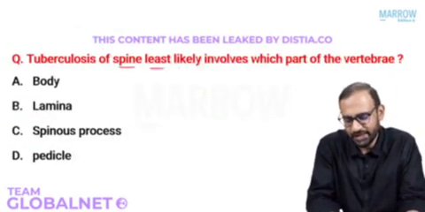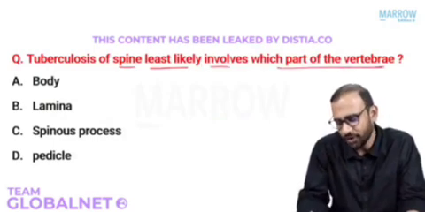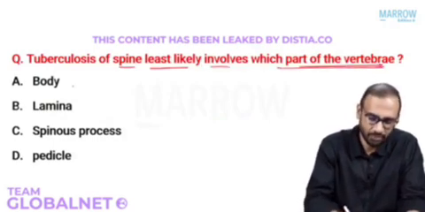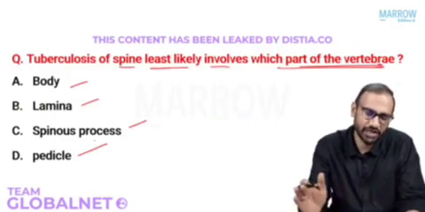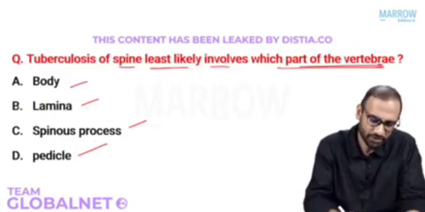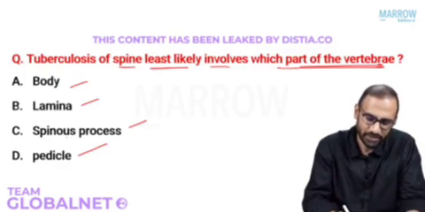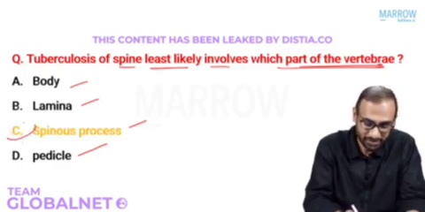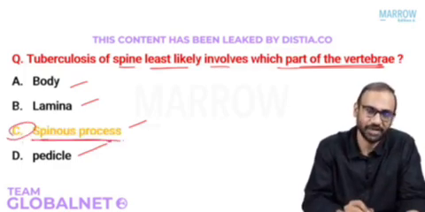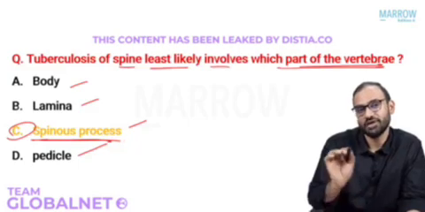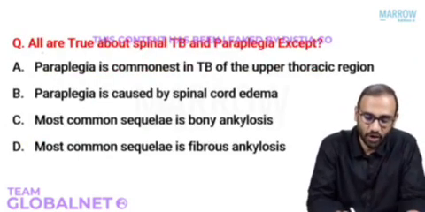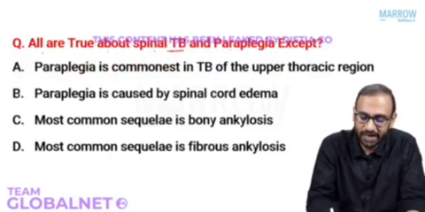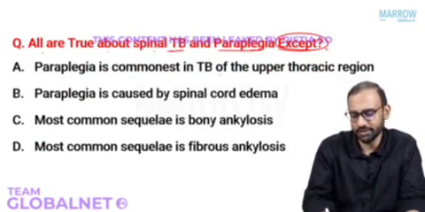Tuberculosis of the spine least likely involves which part of the vertebrae? Body, lamina, spinous process, pedicle. I've told you as you go posteriorly, it becomes more rare. So body is common, lamina is okay, spinous process is very, very rare. So the answer here is spinous process. Right? But the most common type of tuberculosis of the spine is paradiscal type. It's paradiscal.